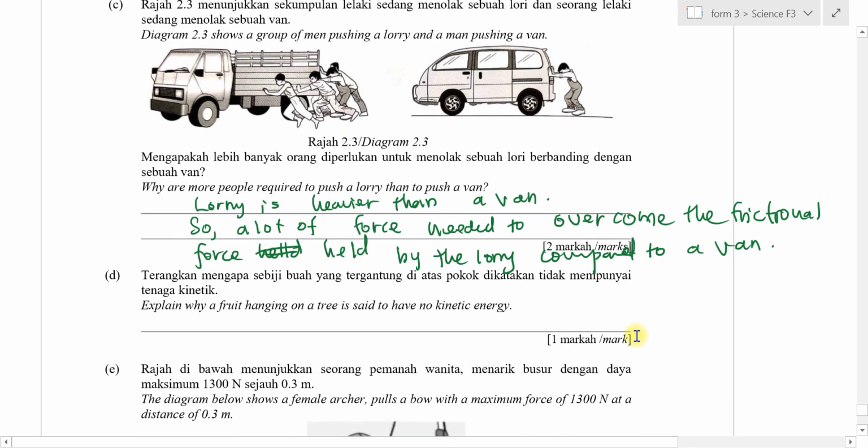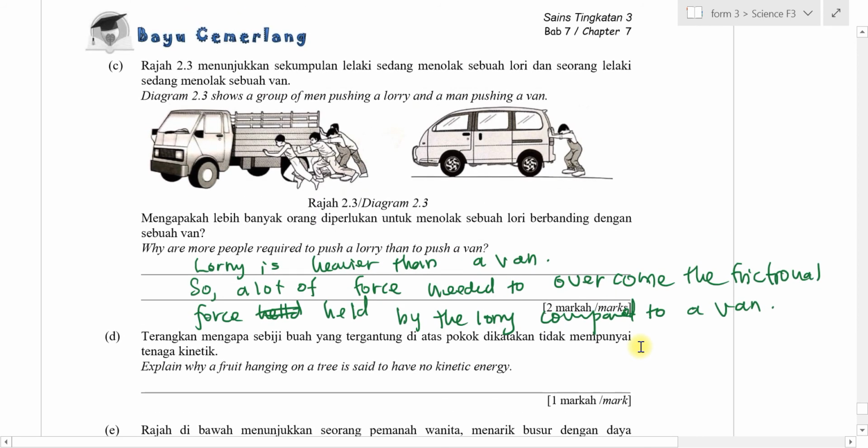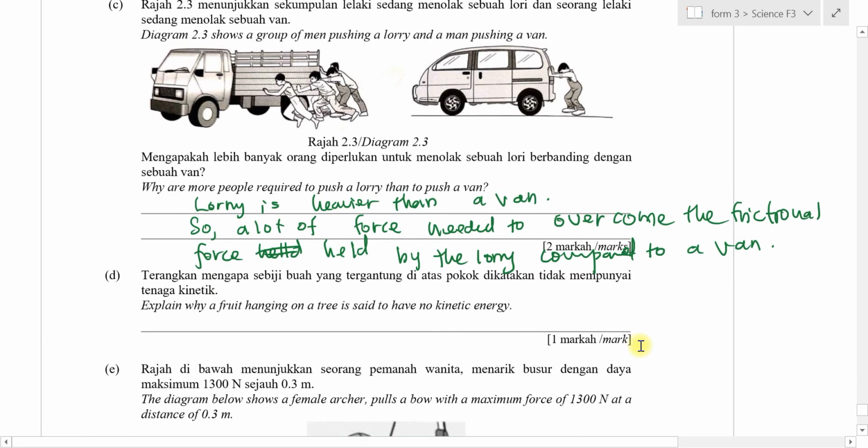Next question. Explain why a fruit hanging on a tree is said to have no kinetic energy. A fruit that is hanging on a tree is considered to be at the maximum height. Kinetic energy is zero because the speed is zero there.